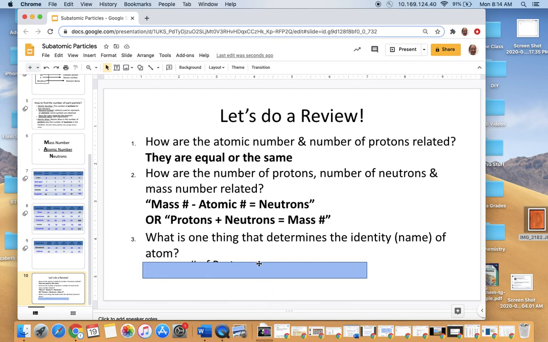All right, question 3. What is one thing that determines the identity or name of the atom? If you said your number of protons, you are correct. Remember, your number of protons is like your student ID number, and that determines which element it is. If you change your protons, you change your student ID number, and you change the element. If you have any questions on protons, neutrons, and electrons, and how to find the number respectively for a neutral atom, please check with your teacher.